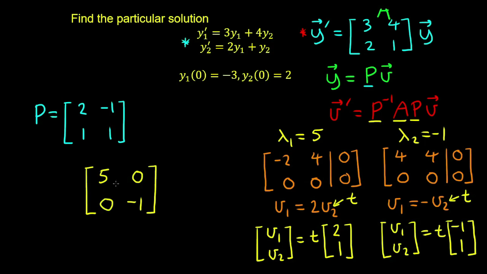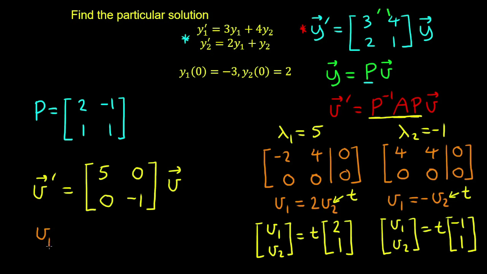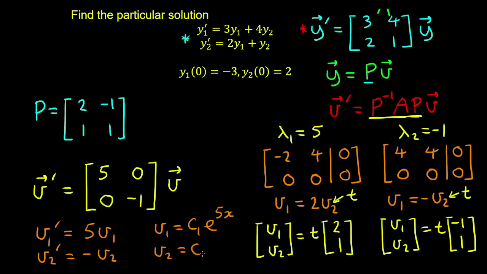So our system becomes V dash is equal to this diagonal matrix by V. So we can rewrite this system as V1 dash is equal to 5V1 and V2 dash is minus V2. So the general solution to each of these equations is V1 is equal to C1 e to the 5x, and V2 is another constant of integration by e to the minus x.